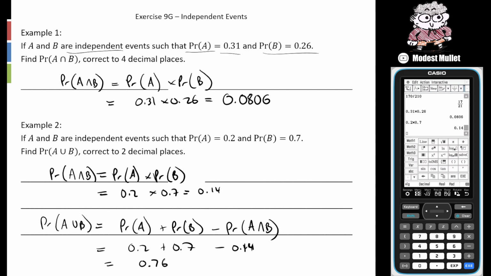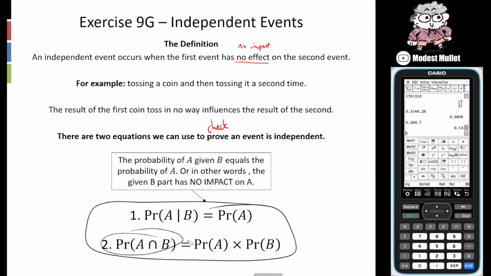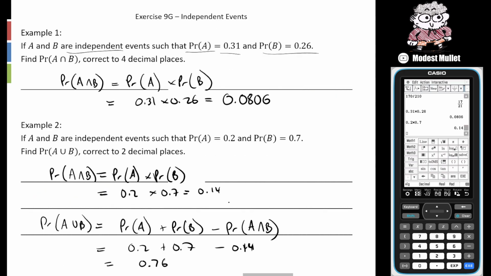That's all it is for independent events. You can use either of these two formulas to check. If you use the first one, then you could use the second one, or if you use the second one to check, then you can use the first one to check their independent events. Or you can also use them straight up if, like in these two examples, we're told straight off the bat that they're independent, which simplifies the problem a lot.